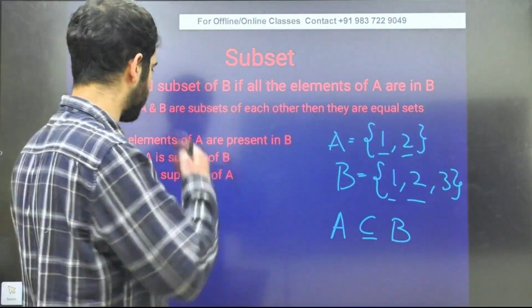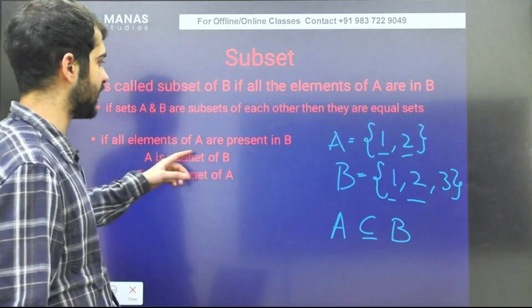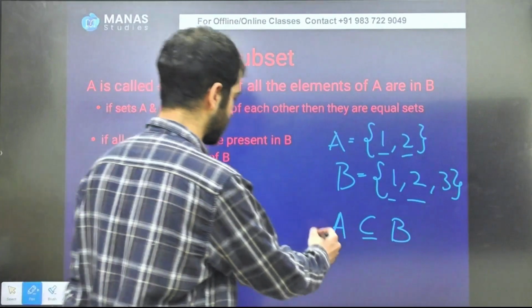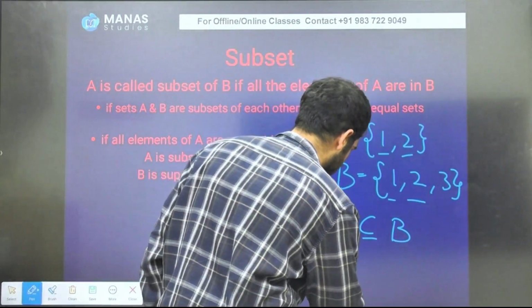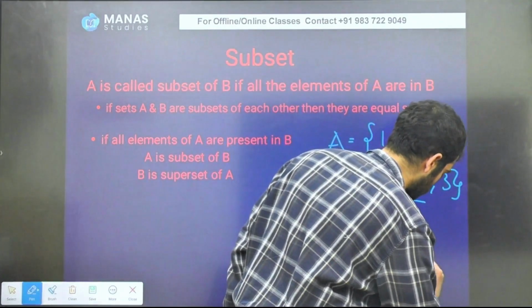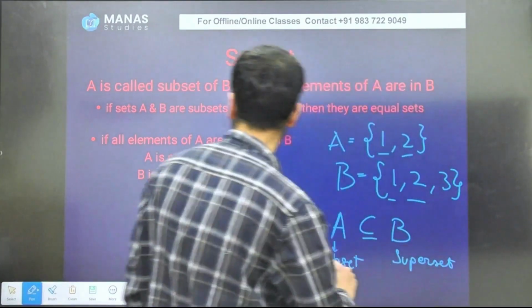So now as we were focusing on this, if all the elements of A are present in B, then A is a subset of B and B is known as the superset of A. So A is a subset and B is known as a superset. So now let's move forward.